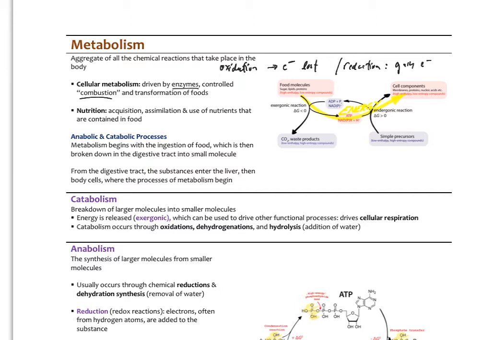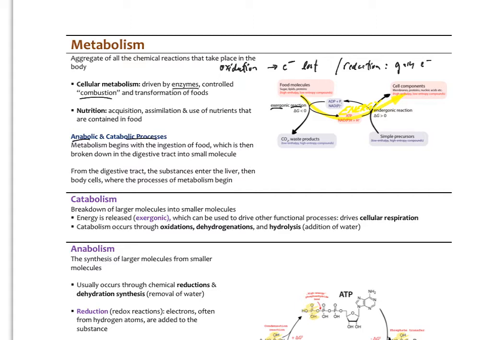Nutrition refers to the acquisition, assimilation, and use of nutrients that are contained in food. And all of this is linked via the anabolic and catabolic processes. So, of course, we ingest our food, and the food is then broken down or generally oxidized, resulting in what are called exergonic reactions. Remember, exergonic means the release of heat or energy, and that could be heat itself or it could be in the form of electrons.